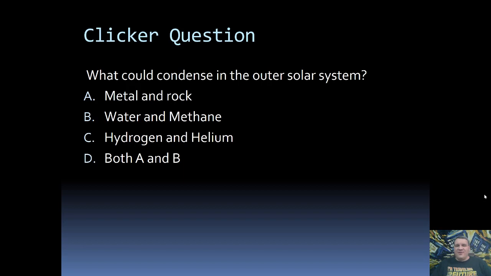All right, here's another question for you. What could condense in the outer solar system? A, metal and rock; B, water and methane; C, hydrogen and helium; or D, both A and B. So metal and rock, water and methane. Go ahead and think about it, and we'll discuss in just a bit.